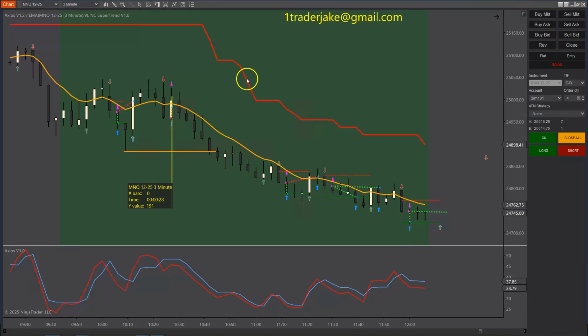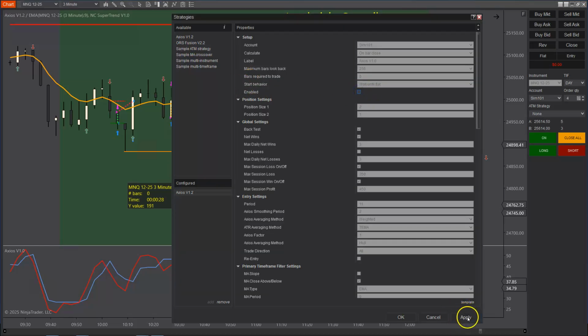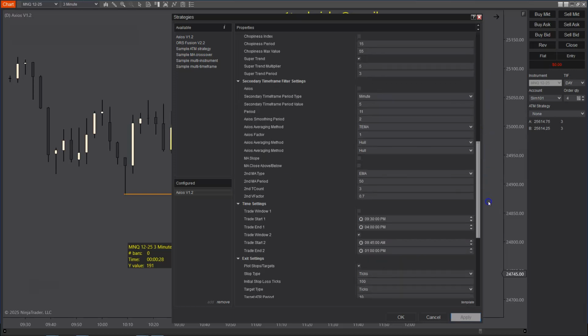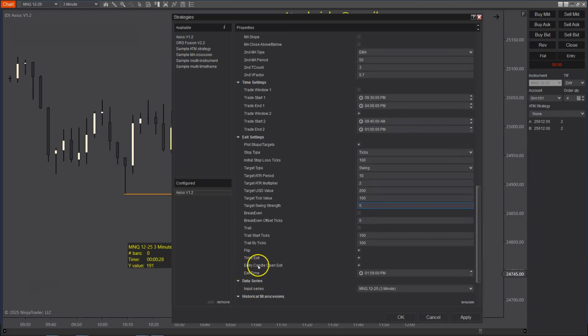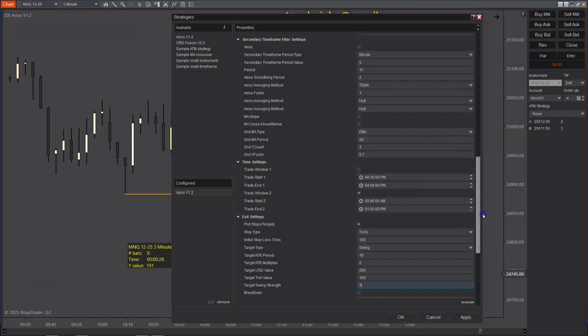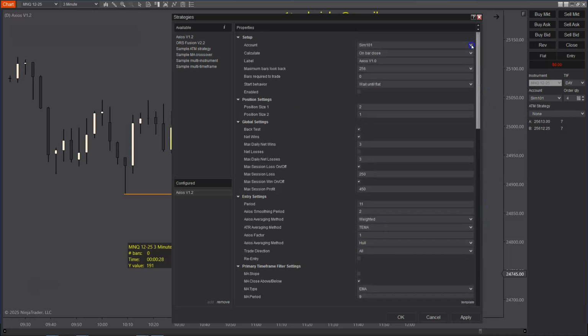But let's go back to our swing targets. Target type, swing. And swing strength is a 5, so you can tell Axios how big of a swing you want it to target. You can also use break evens here, which I already talked about. And you can also use a trailing stop, trail it by. Then there's a flip feature and a candle open exit. We can go over this stuff in a later video. I think that's good. We're about 30 minutes in, so that's pretty good stuff there.